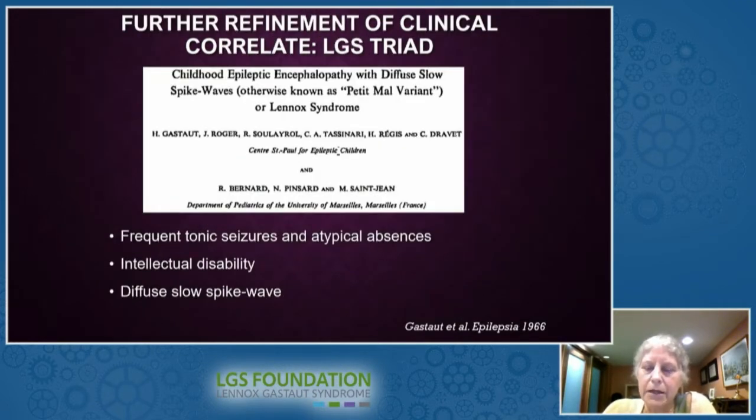And then Dr. Gastaut was really the one that brought this all together and described the characteristic triad of LGS that we all recognize today. This was in 1966, this publication. He noted the three features of the triad: the frequent tonic seizures and often atypical absences, the associated intellectual disability, and then the EEG picture of the diffuse slow spike wave. So that was really recognized back in 1966 as the characteristic triad.